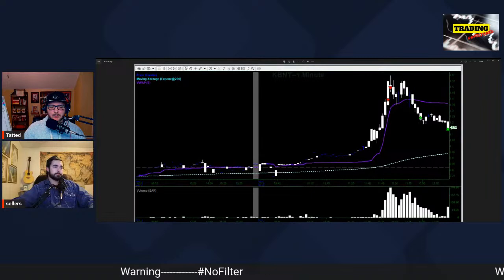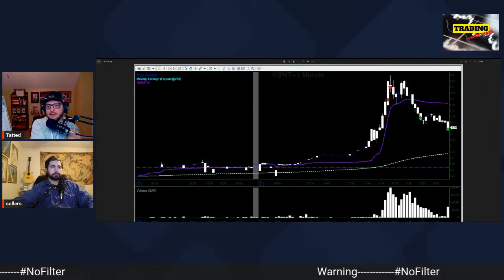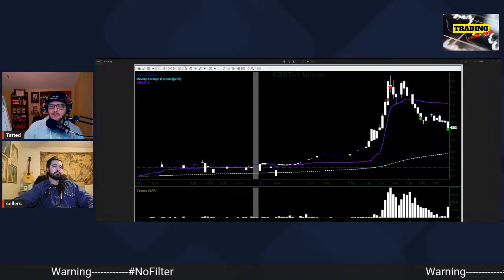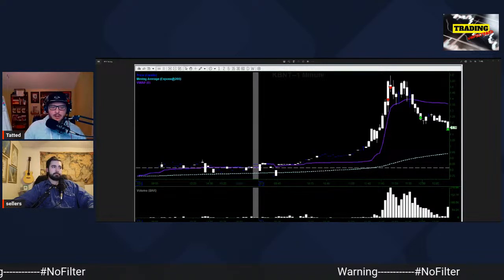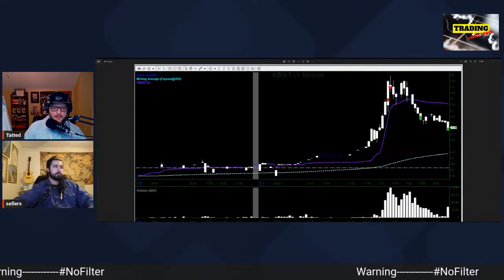So this one, KBNT, this was the other pair we had. And as you can see, this one I tried to predict a little more than react, but that all-time high level right there at 160 was just too good to ignore.